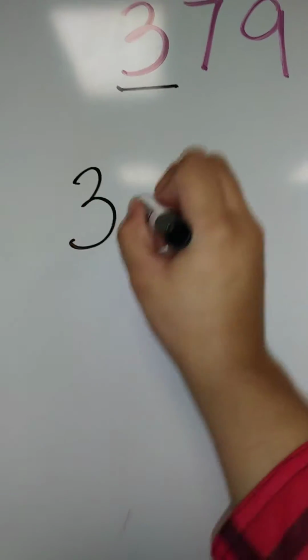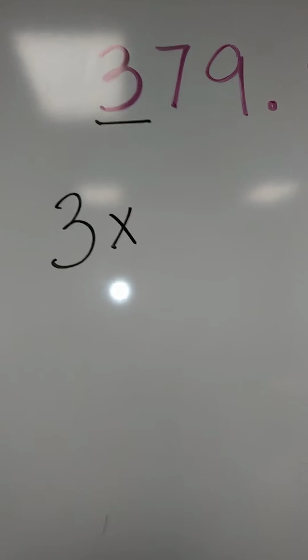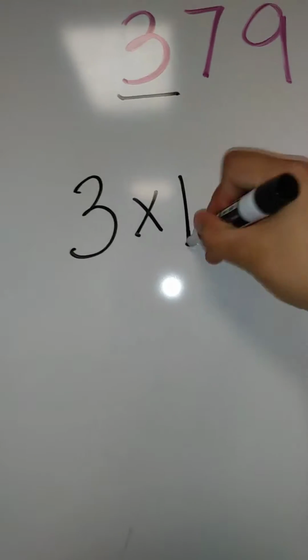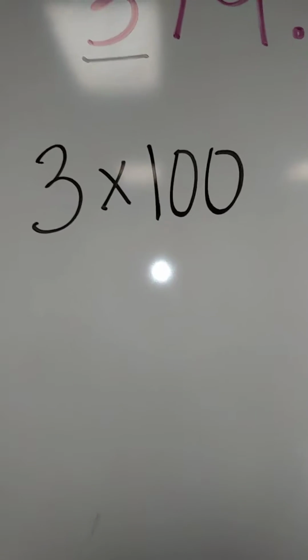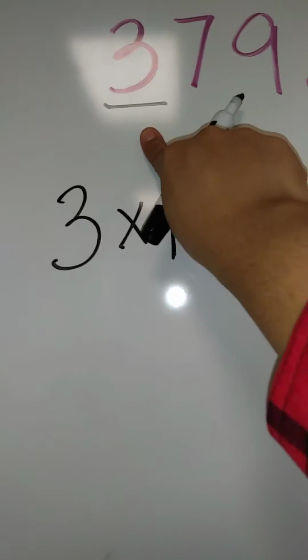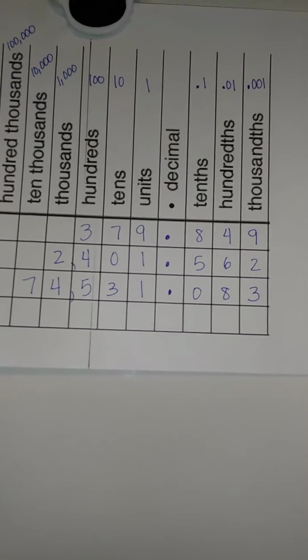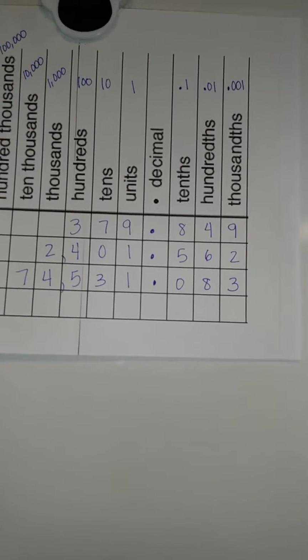Our digit is the 3 times the place value. The place value of the 3 is the hundreds spot. So instead of writing 100, I'm only going to put 100. Now, if a child is not able to understand what place value this digit is in, that's the purpose of the chart. They plug it into the chart. It's in the hundreds place, that means it's 100. Excuse the shaking.